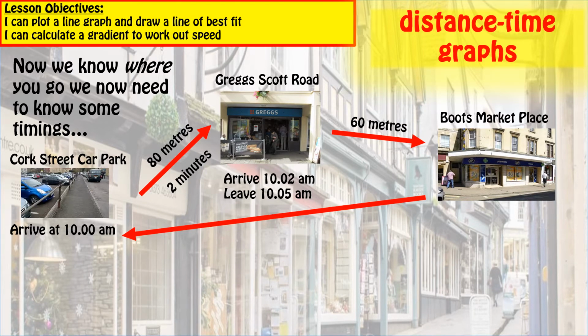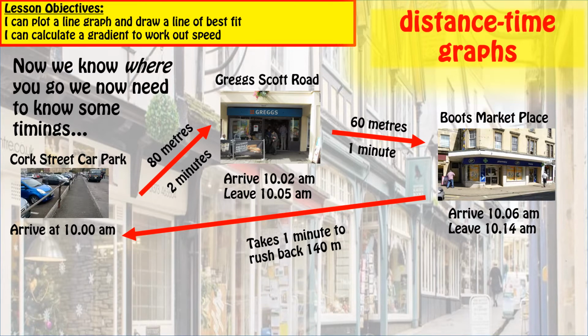Boots is 60 metres away from Greggs and it takes you just 1 minute to walk. Can't be that many people on the pavements at that time. So you're going to arrive at Boots at 10:06. Now you're in Boots for quite a while. You're in Boots for 8 minutes, getting what you want and then being served and then exiting the building. And then you leave at 10:14. Now you need to rush back 140 metres back to the car park, and because you're power walking to go and get your cinema tickets, it only takes you 1 minute.